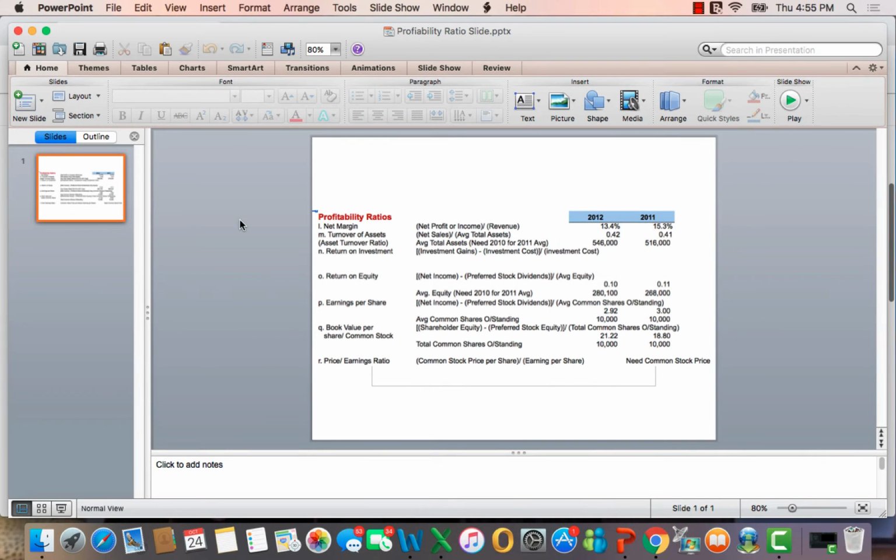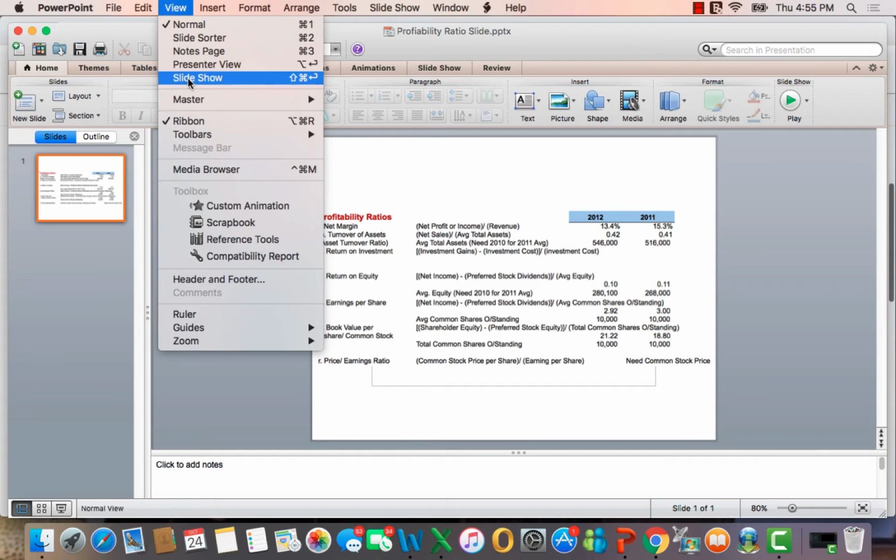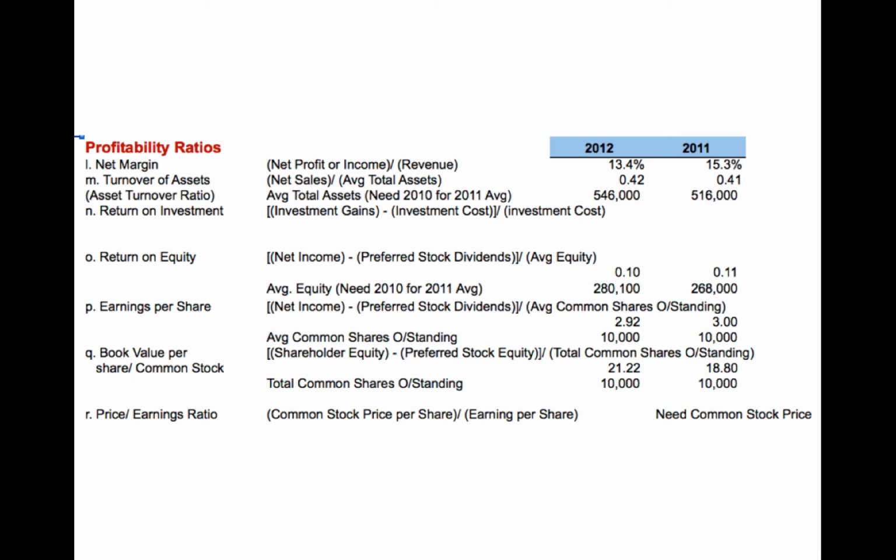I'm going to jump over to PowerPoint here and go full screen to talk about profitability ratios. Some of these are very common, others a little more unusual. So we're talking about how much profit you are generating and how you define it. Some easy ones to start with are net margin, profit divided by revenue. In other words, for every dollar of revenue, how much of that dollar is profit as a percentage.